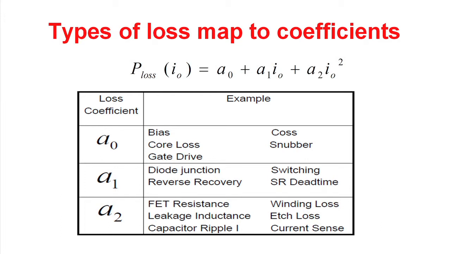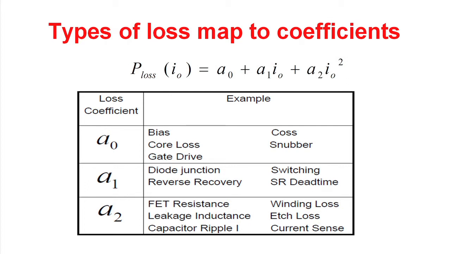And synchronous rectifier dead time is basically how long the output current flows through the body diode in a synchronous rectifier. Then the last types of losses that are in the power supply are related to the output current squared. And, you know, one real obvious one is the FET resistance. It's just simply some percentage of the output current squared times the FET on resistance.